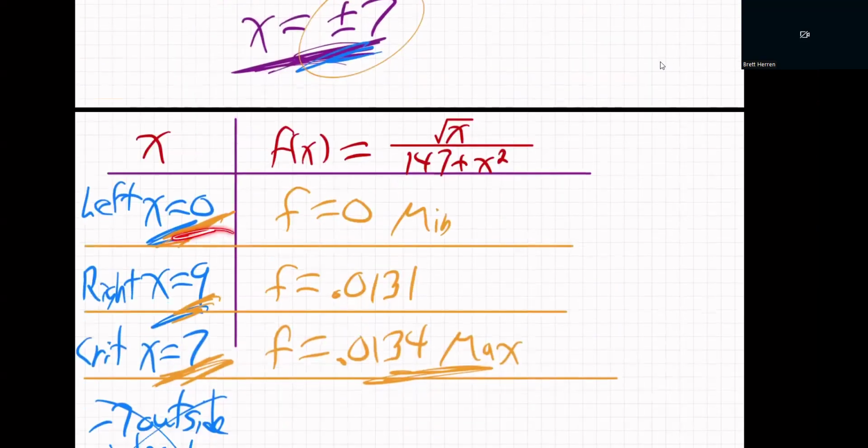So I made my table: left edge, right edge, and the critical value 7. I threw out the negative 7, he's outside the range. Plug into the function, there's the max, there's the min, and there we go. That's how we always do it. We find the highest value, left edge, right edge, and the critical values. There we go.